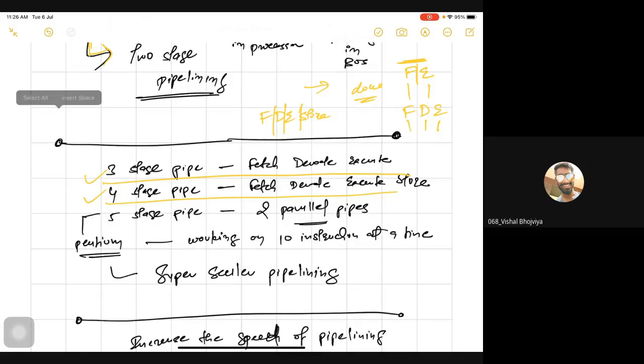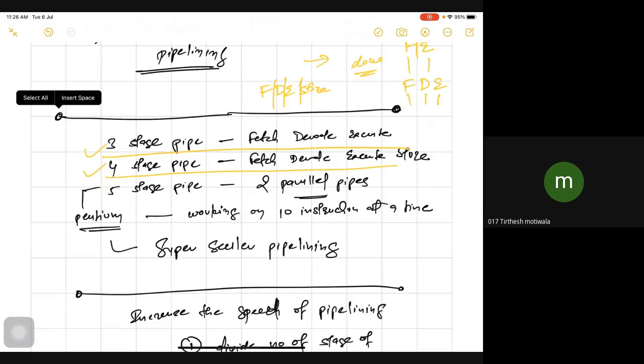In the Pentium processor, they introduced a five-stage pipeline. So one instruction is divided into five parts. How many instructions can be executed at a time? In a five-stage pipeline, how many instructions can be executed in parallel?